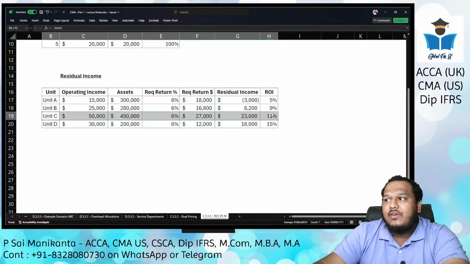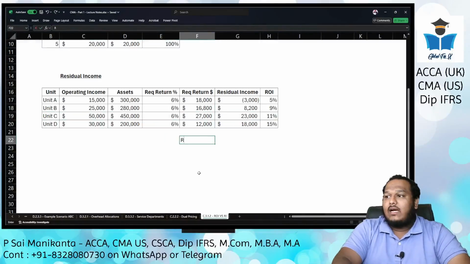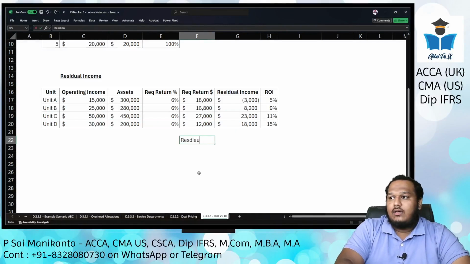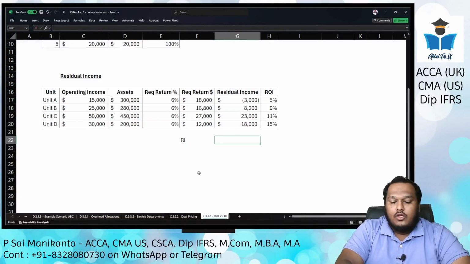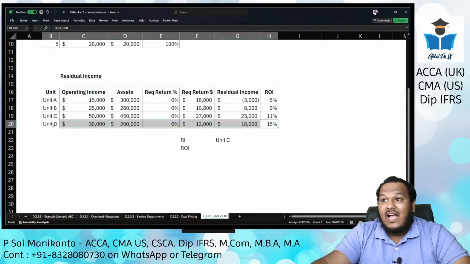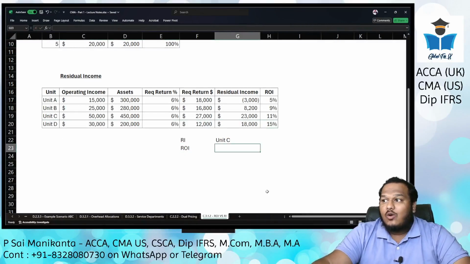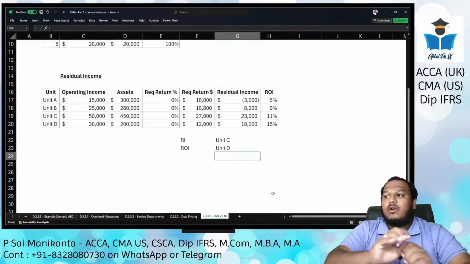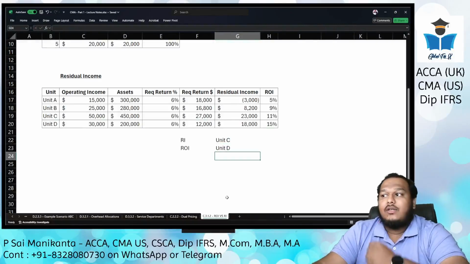Unit C is giving me the highest residual income, 23,000. So if I look at RI, unit C is the highest. If I look at ROI, unit D has the highest ROI, 15%. Unit C has only 11%. So ROI says unit D is more beneficial than unit C, right?